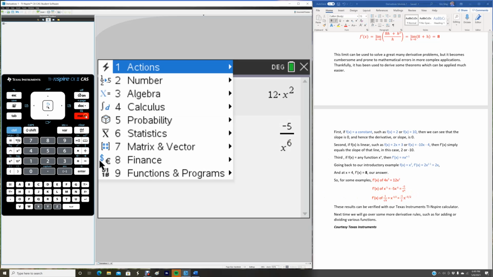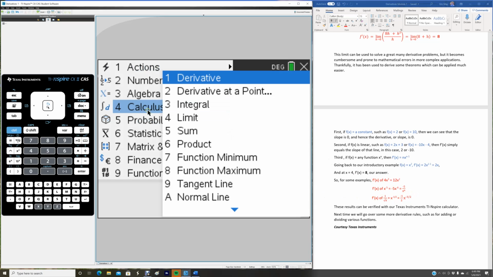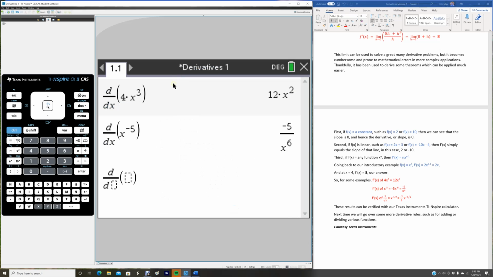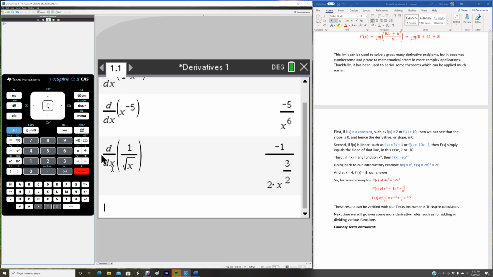Go to Menu, Calculus, Derivative, and here we're going to get derivative with respect to x, so we'll put x there, and then we'll simply enter 1 over square root. Here we go. x, enter, and there's our answer. Put in a little bit different form than we have over here, but it's the same answer, minus 1 over 2 times x to the 3/2, which is what we have over here.